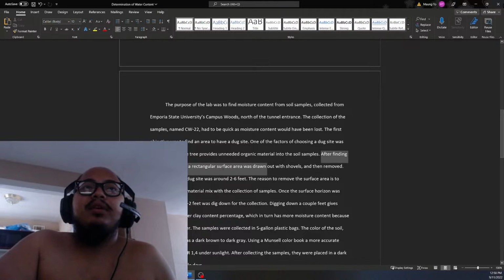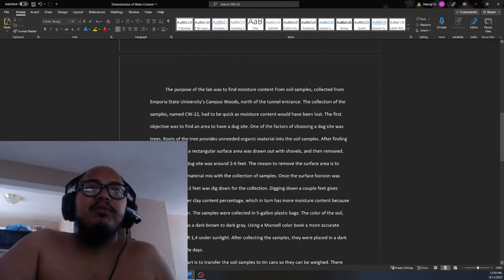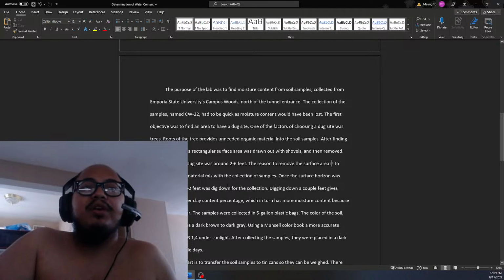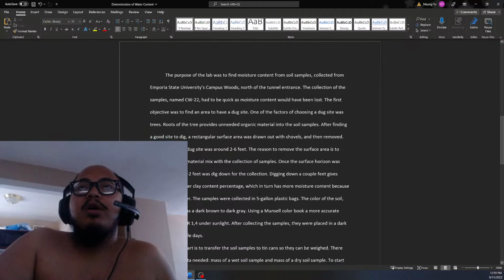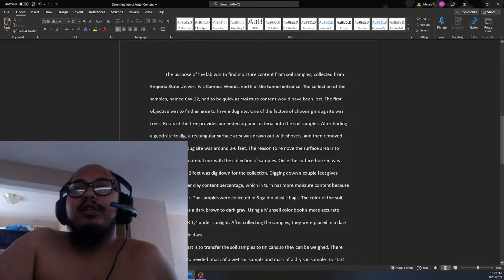After finding a good site to dig, a rectangular surface was drawn out with shovels and then removed. The length of the dug site was around 2 to 6 feet. The reason to remove the surface area is to have less organic material mixed with the collection of samples. Once the surface horizon was removed, about 1 or 2 feet was dug down for the collection.